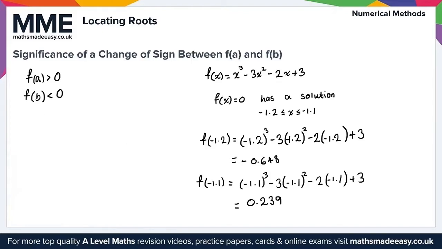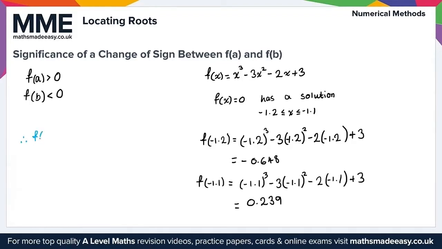F of a is greater than 0, that's our minus 1.1 here, that's 0.239, and our f of b here is less than 0, this is minus 0.648, which is clearly less than 0. So here we want to give a quick conclusion, just to summarise what we found here, and we'll give this conclusion in blue here.